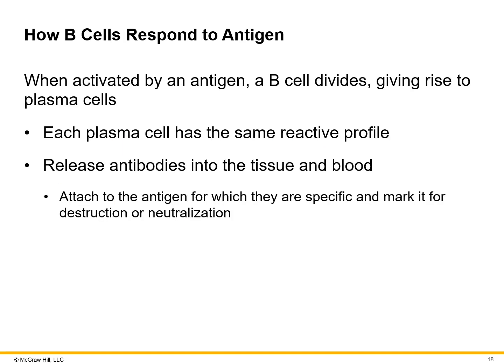Now, B cells are a little more direct. Again, they're activated by the antigen binding directly to it, and it gives rise to those plasma cells that ultimately release antibodies into the tissues and blood, and those antibodies specifically attach to the antigen that destroy or neutralize them. So we'll talk more about how that works in a minute.